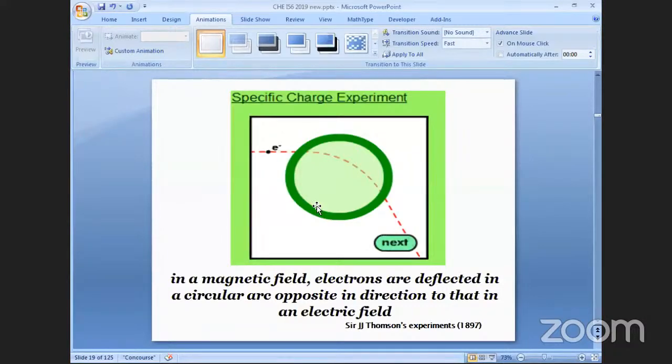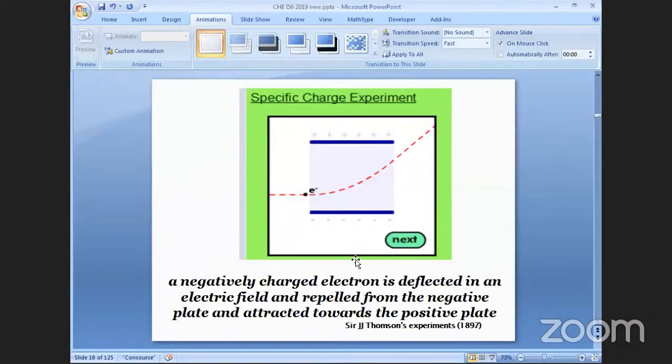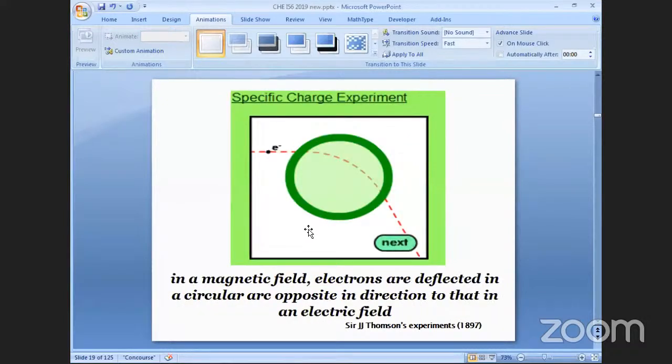If we have reversed the electric field, let me go back. If the positive plates were down and the negative plates were up, we will not get it this way. It will have come like this, come down. So if you now subject it to a magnetic field, it will be in the opposite direction and in a circular arc. That's what we are trying to say here. So electrons are deflected in a circular arc in an opposite direction to that of an electric field.